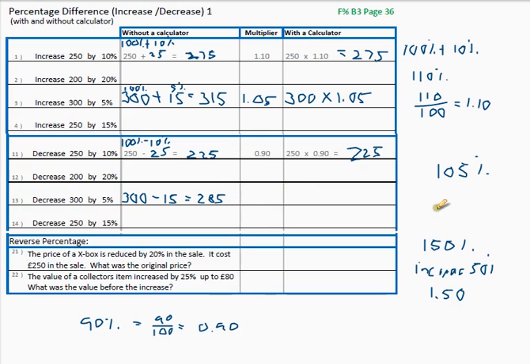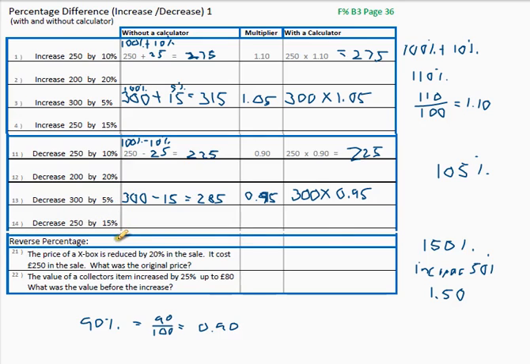How would you do it with a calculator? You would work out your multiplier. What is your multiplier? It's 100% take away 5%, 95%. In other words, 0.95. Therefore, you're going to say 300 times 0.95, okay, with your calculator. Now, if you haven't yet finished up to there, pause the video to do that.